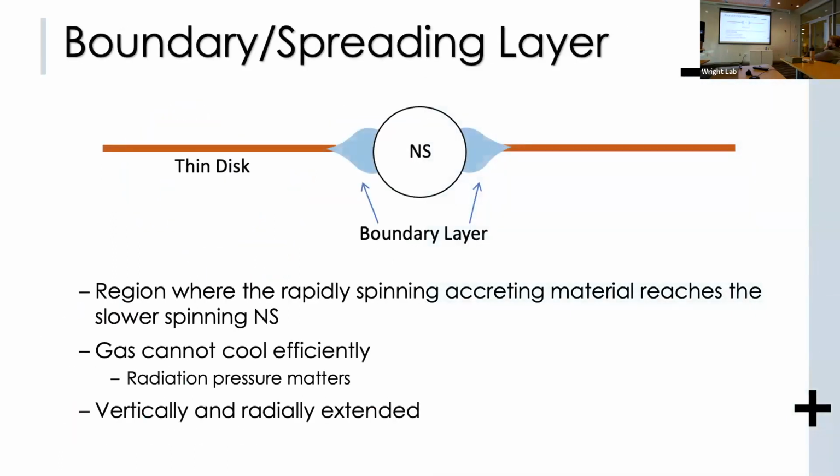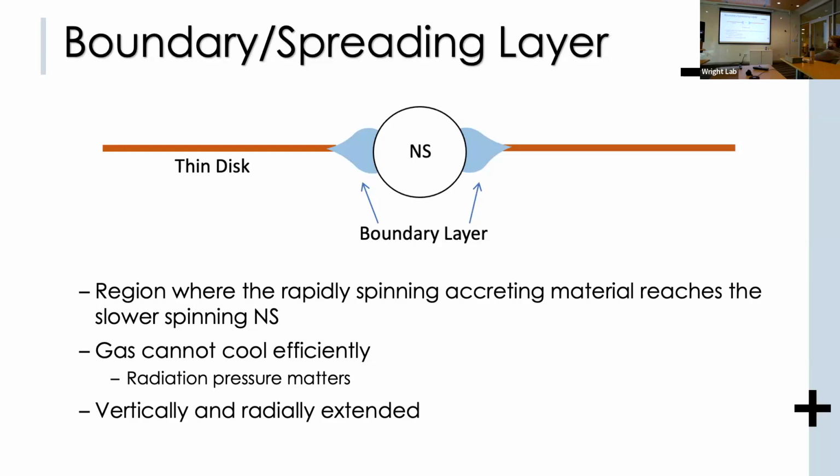Perhaps we have a boundary/spreading layer on the neutron star surface that is impeding the accretion flow. This layer is the region where the rapidly spinning material from the innermost accretion disk has to slow down to the same value as the slower spinning neutron star. So in this region, you have radiation pressure domination, your gas is unable to cool efficiently, and you get this vertically and radially extended region itself.